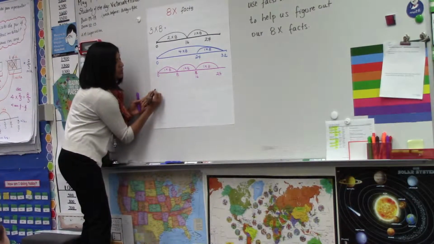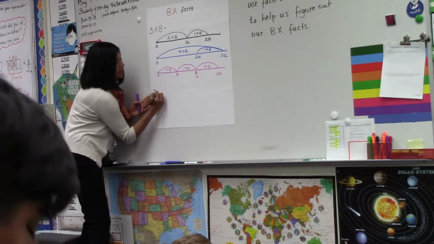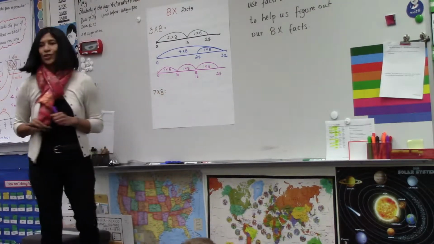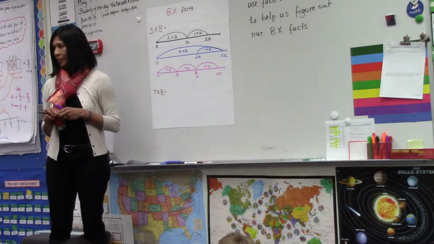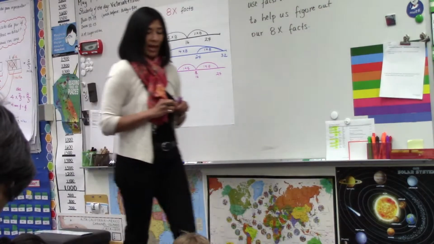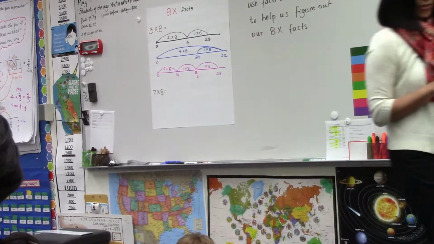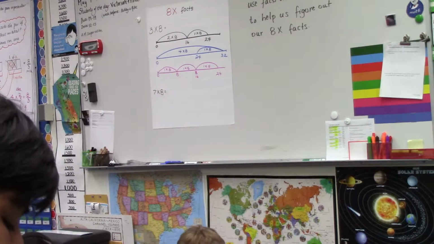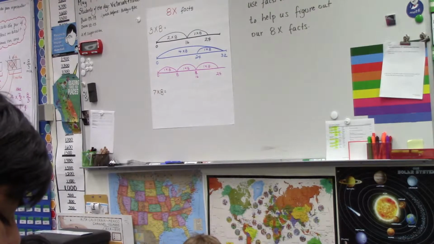Let's think about 7 times 8. This is one of the hardest ones. I think even adults sometimes have to stop a little bit and think about it. How would you break up 7 times 8? We haven't done 7 multiplication facts. We do know our 5s, but we're learning our 8s. How will you break it up so that you know what 7 times 8 is?